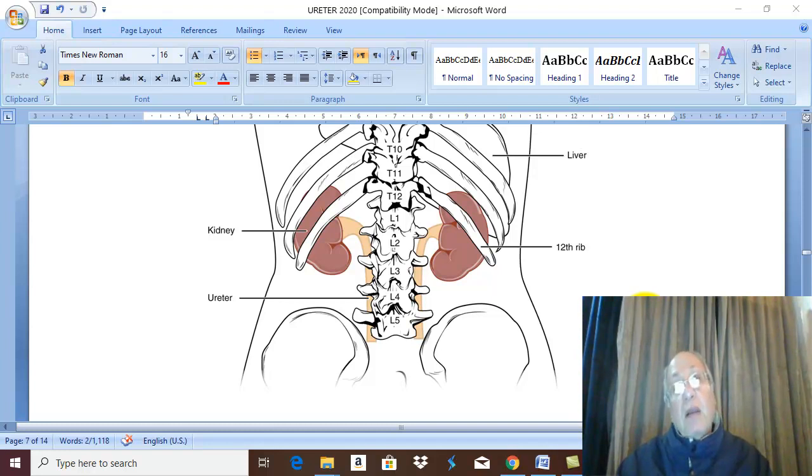Surface anatomy of the ureter. The abdominal part of the ureter is represented by a line on the back of the patient between two points.